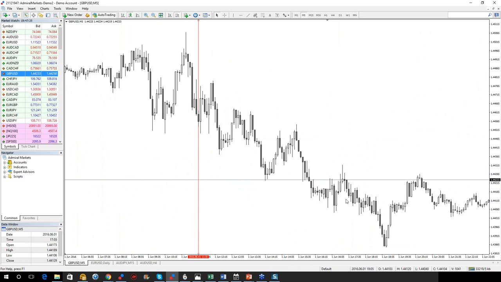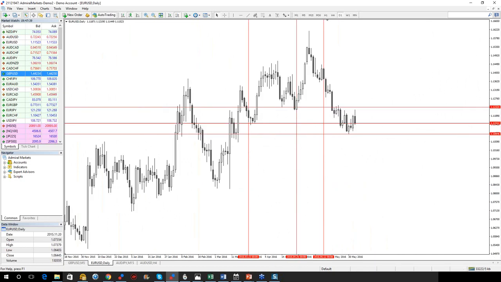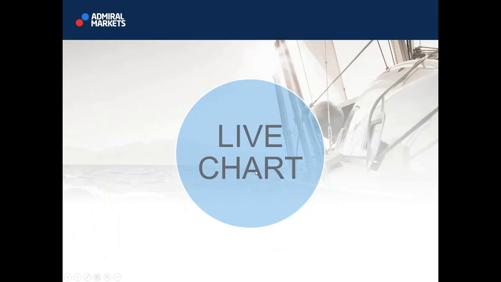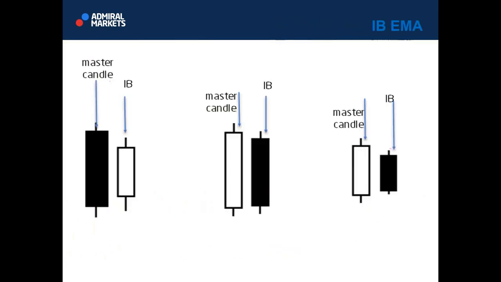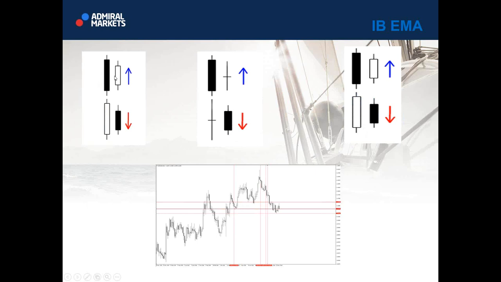Now, the second one is IB, inside bar, guys. So let's talk first a little bit about an inside bar. When you see a candle, it isn't the master candle that I explained before, it's a different master candle. This is called a master candle. Some people call it a mother candle. The master candle is the candle that contains an inside bar within it. Here we see master candle, IB, master candle, IB, master candle, IB. These are representations of an inside bar. This is also an inside bar. Can you see how the inside bar is contained? The inside bar is contained within the body of the previous candle.